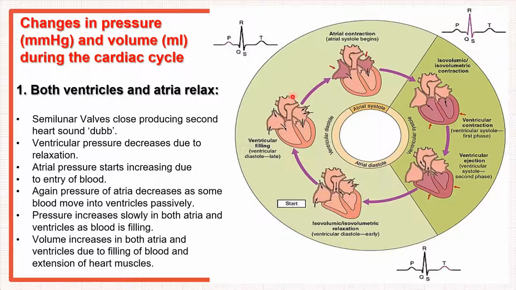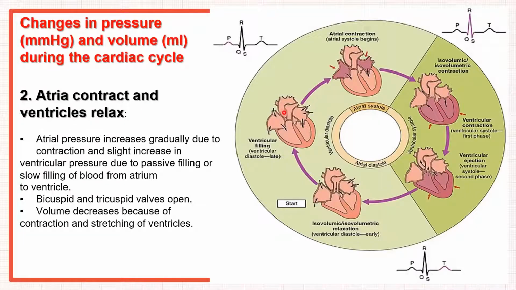Right? So these two phases here. Then comes the atrial systole, right? So atrial systole or ventricular diastole. This is the part here when the atrial systole begins. This is the part when the atria would contract and the ventricles would relax.